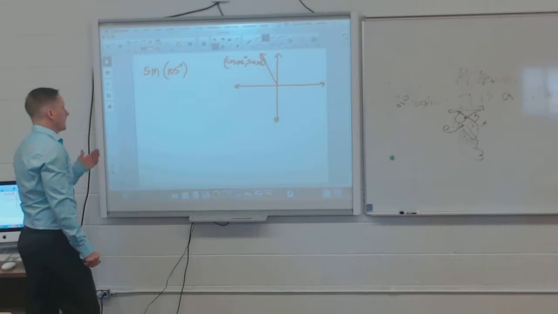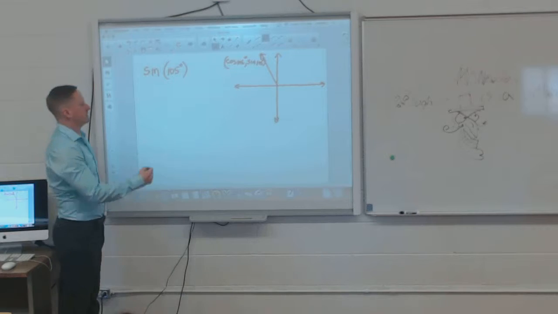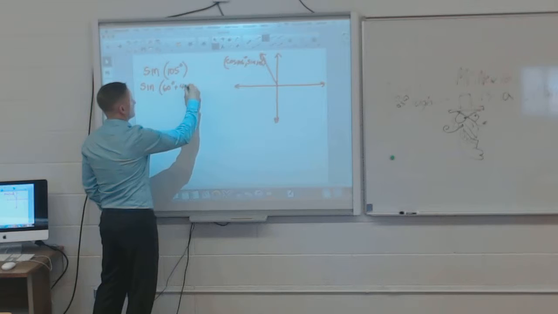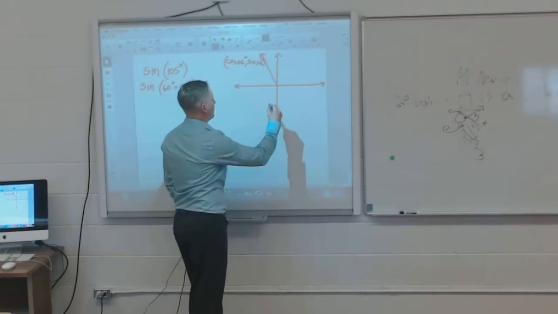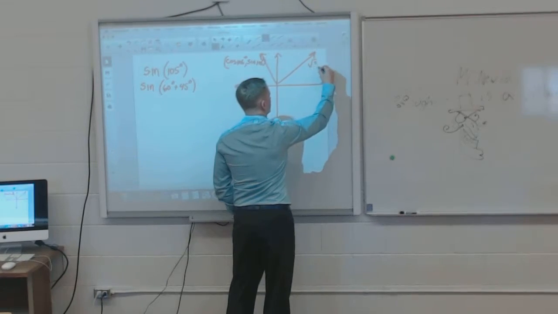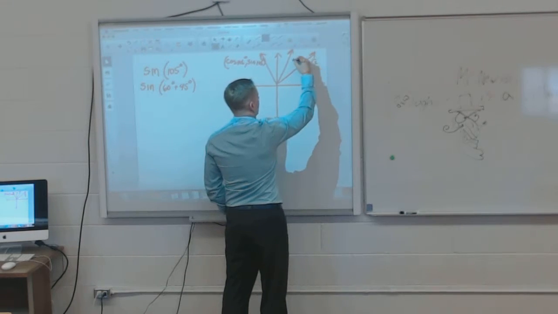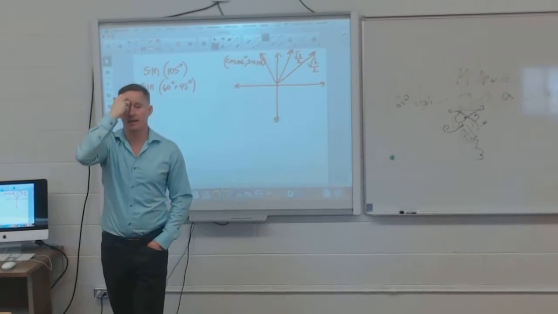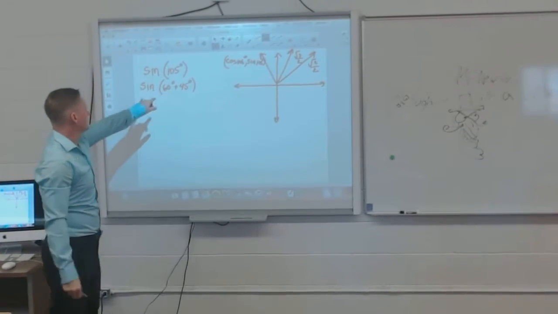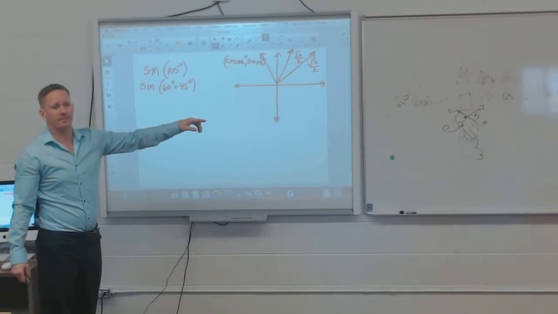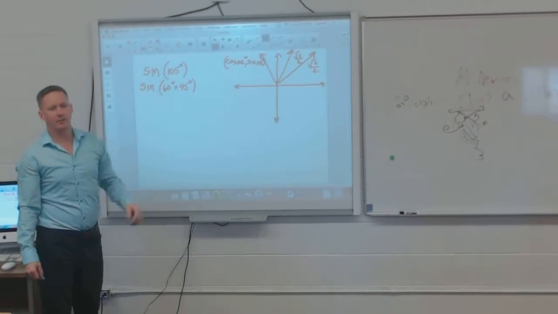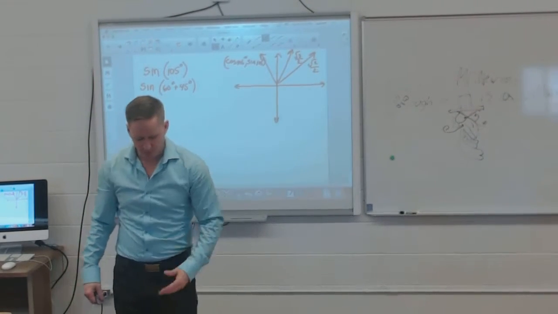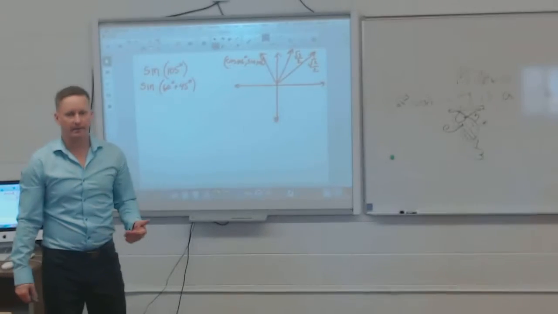Now, what you're going to find, I want you to watch this because this is where the identities come in. I can't just take the value of sine 45, which is root 2 over 2, and add it to the value of sine 60, which is root 3 over 2. I can't just add those two values together because this doesn't read sine 60 plus sine 45. It reads as sine of 60 plus 45. So now we're going to need to use what we call an identity to solve it.